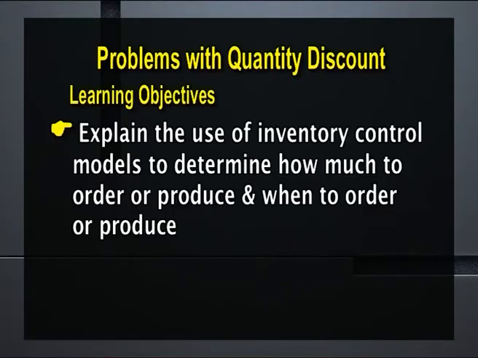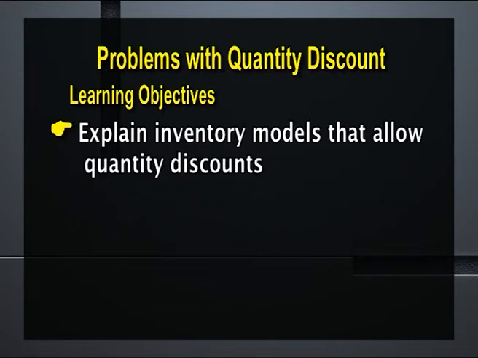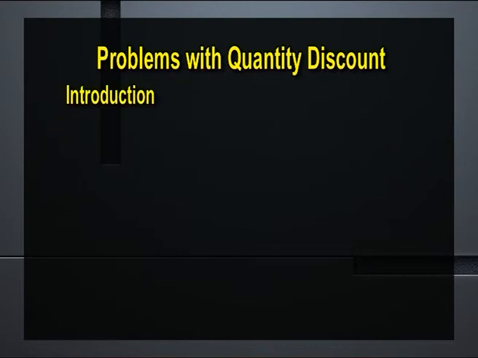Welcome to the series of e-learning modules on problems with quantity discount. By the end of this session, you will be able to explain the use of inventory control models to determine how much to order or produce and when to order or produce, and also to explain inventory models that allow quantity discounts. Let us first start with an introduction.